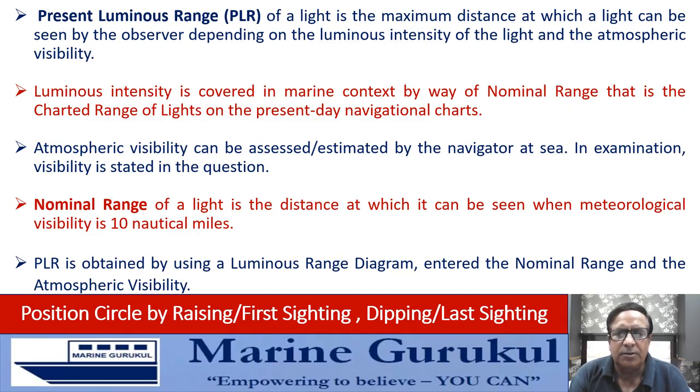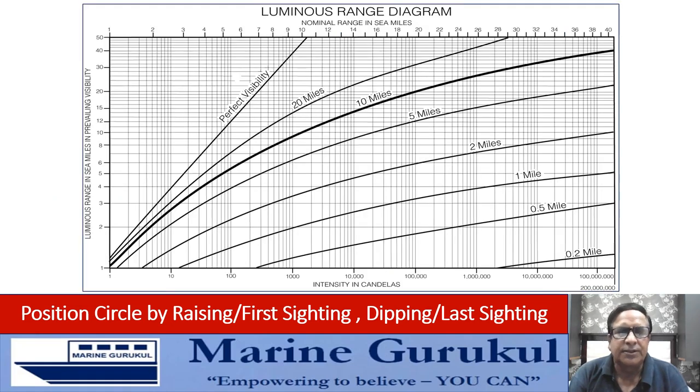PLR, that is present luminous range, is obtained by using a luminous range diagram wherein you enter with nominal range and atmospheric visibility. This is how the luminous range diagram looks like. You can see on top here you have the nominal range in sea miles, and here on the y-axis on the left hand is the PLR, which is luminous range in miles in prevailing visibility conditions. It can be entered with intensity in candelas, but our charts don't have this. This information is there in list of lights. What you'll get from the chart would be the nominal range.